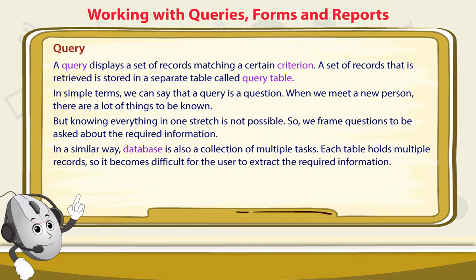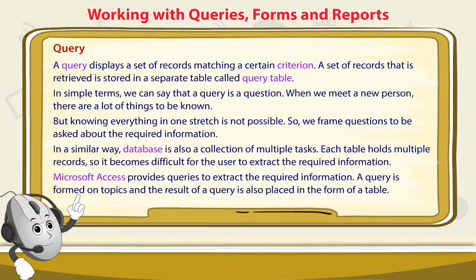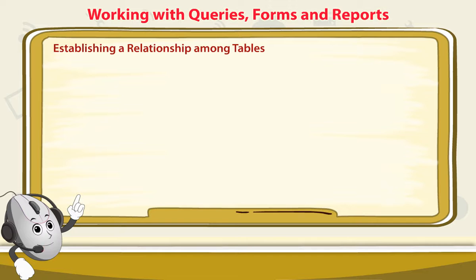In a similar way, a database is also a collection of multiple tables. Each table holds multiple records, so it becomes difficult for the user to extract the required information. Microsoft Access provides queries to extract the required information. A query is formed on topics, and the result of a query is also placed in the form of a table.